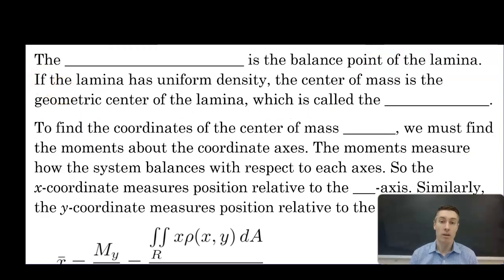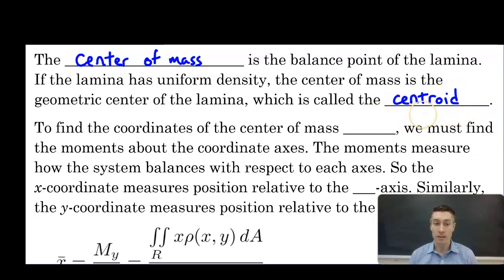Now let's shift our discussion to center of mass. So the center of mass is the balance point of the lamina. So it's the point where we can perfectly balance the lamina in the horizontal direction. If the lamina has uniform density, the center of mass is the geometric center of the lamina, which is called the centroid. And you may have heard that term before in a geometry class.